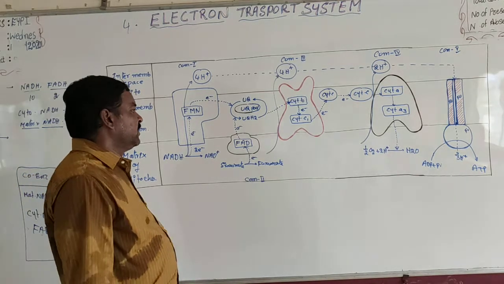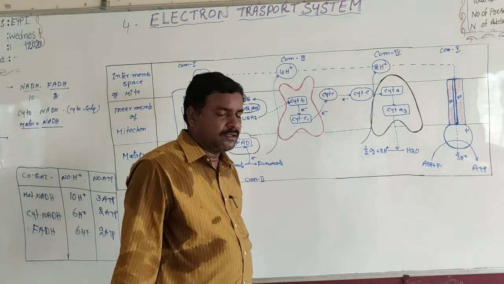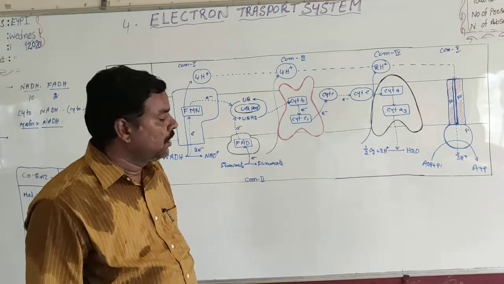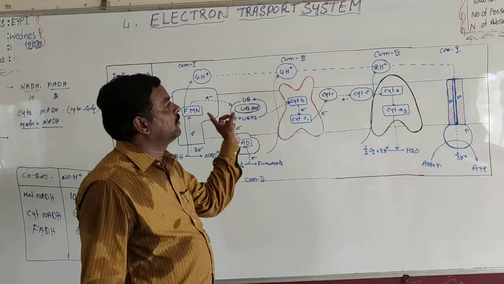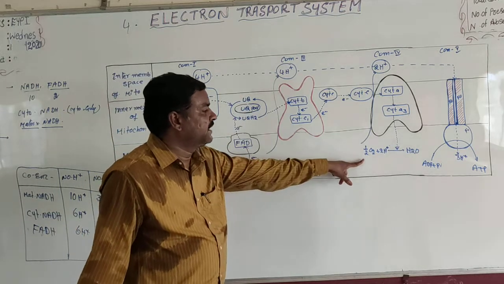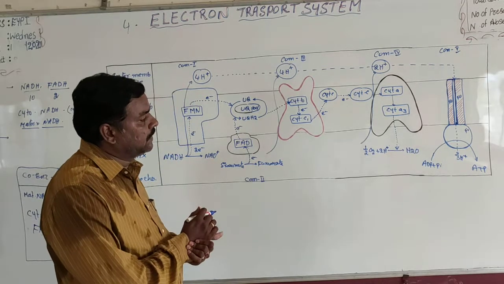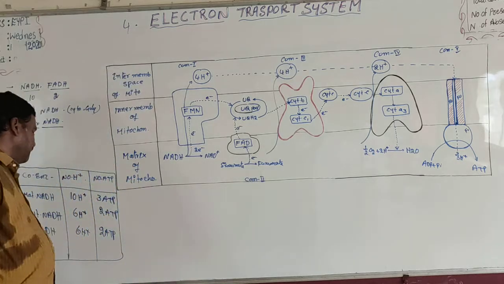So this is the nature of NADH2. Every coenzyme oxidizes and releases 2 electrons, and these 2 electrons move from carrier to carrier. Ultimately they are accepted by O2 and reduced to 1 molecule of H2O. So this is the nature.